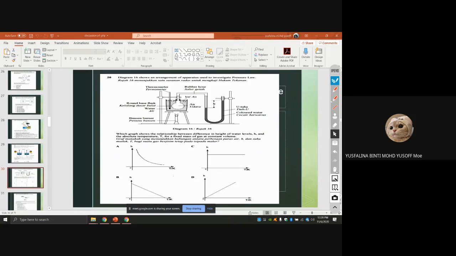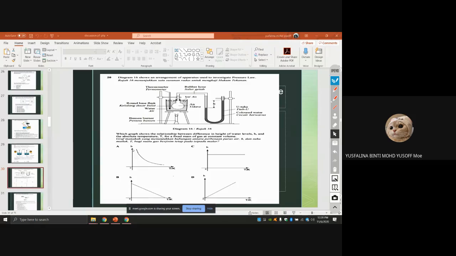So this one is the gas law. It said to investigate Pressure law. Which graph shows the relationship between the difference in height of water levels H and the absolute temperature T for a fixed mass of gas at constant volume? So this one is H against T. Wait, this one is not Pressure law, right? Because there's no Bourdon gauge. This one is actually Charles law.